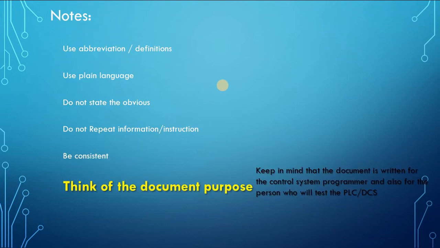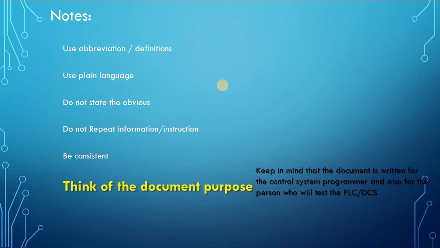Now the most important item, which is the last one, is what is the purpose of the document. If we agree that this document is for the PLC or the DCS or a control system programmer, this is what we are doing. So don't go beyond this, and don't try to explain things which are irrelevant to this guy. Also, this is not a test document, so you don't specify how to test the PLC or the DCS. The methods of testing are another document.